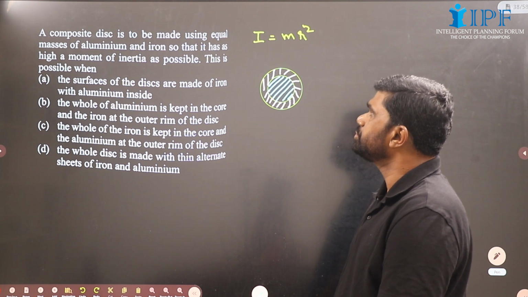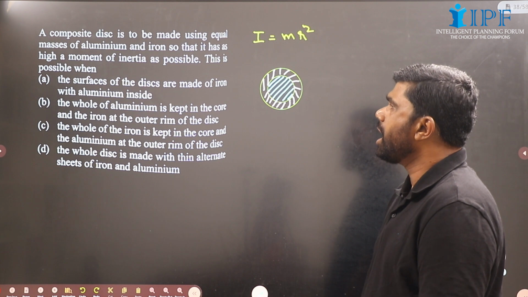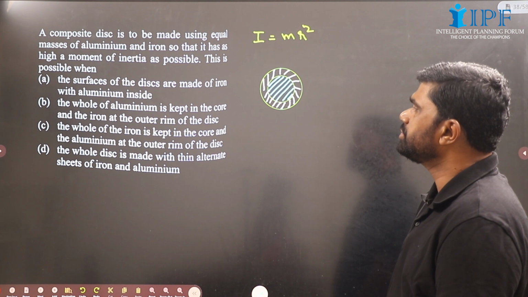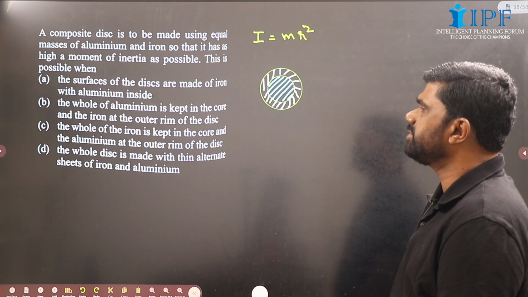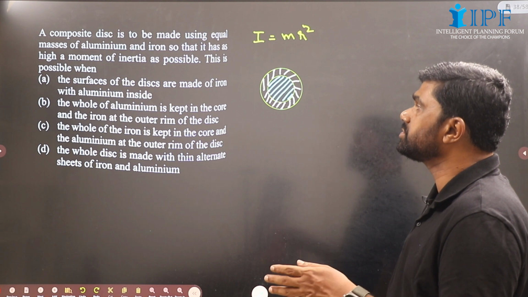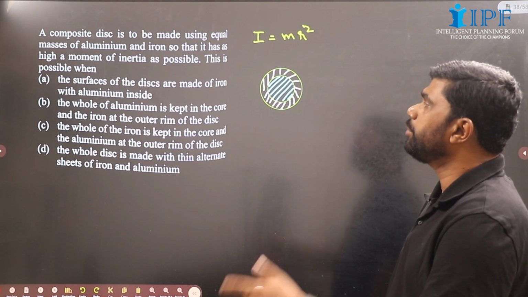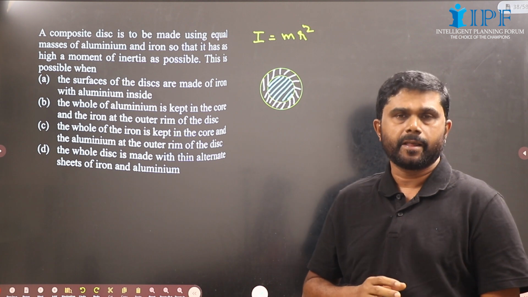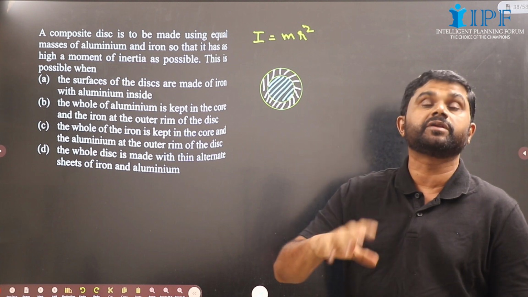A composite disc is to be made using equal masses of aluminum and iron so that it has as high a moment of inertia as possible. This is possible when the surface of the disc is made of iron with aluminum inside. See, a composite disc is to be made by using equal masses of aluminum and iron so that it has high moment of inertia. For equal masses of aluminum and iron, the volume of iron will be smaller and the volume of aluminum will be more.